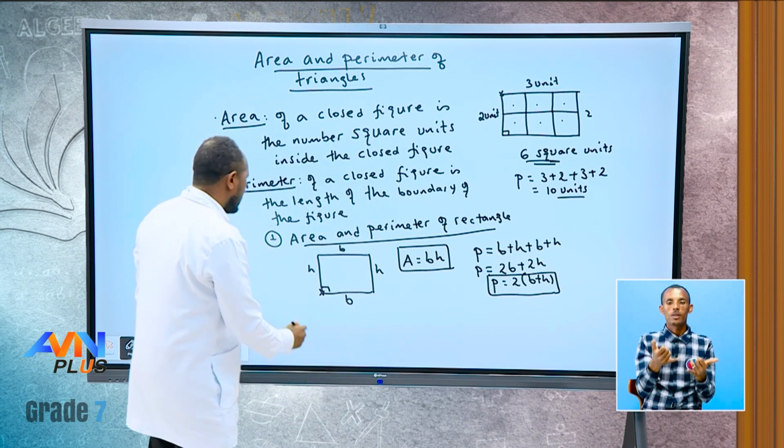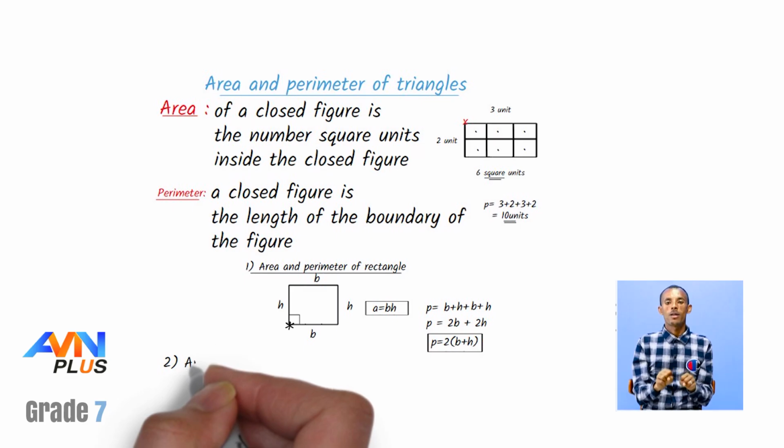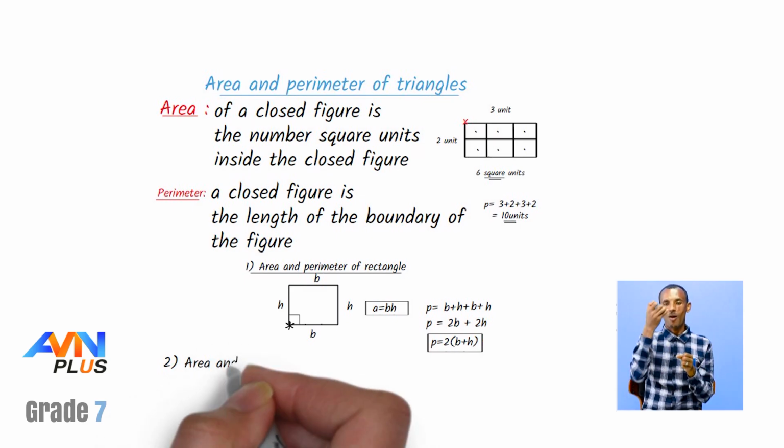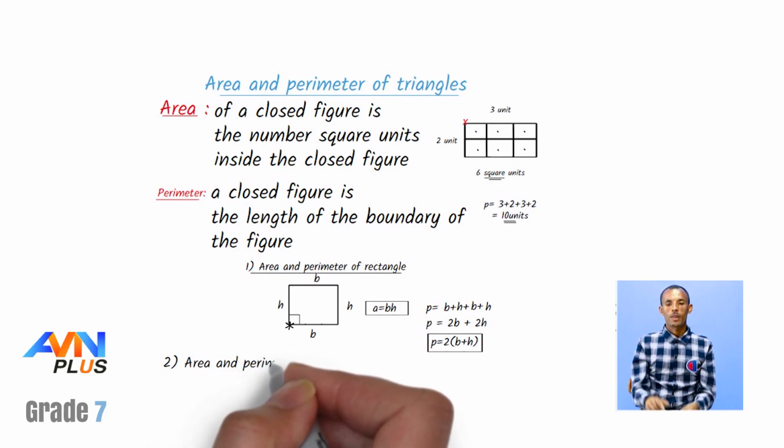Now, how about square? Area and perimeter of square.